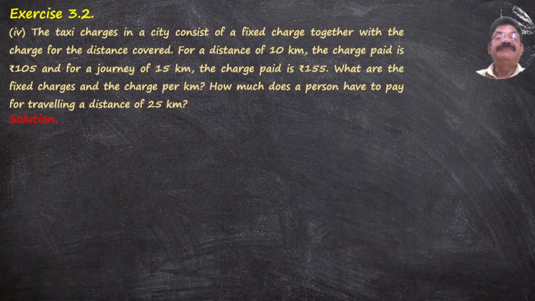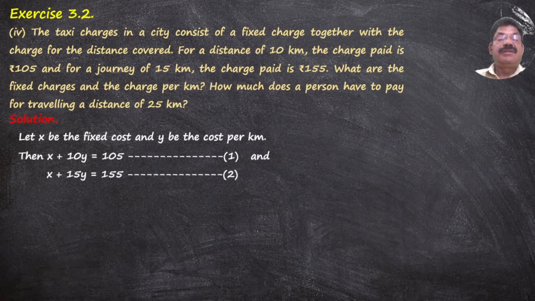Read the problem carefully. We have to find the fixed charge and the charge per kilometer. So let x be the fixed cost and y be the cost per kilometer. From the first statement, for 10 kilometers, the charge is rupees 105. That includes the fixed charge and the charge per kilometer. Therefore, x plus 10y is equal to 105. That is equation number 1. x plus 15y is equal to 155. That is equation number 2.